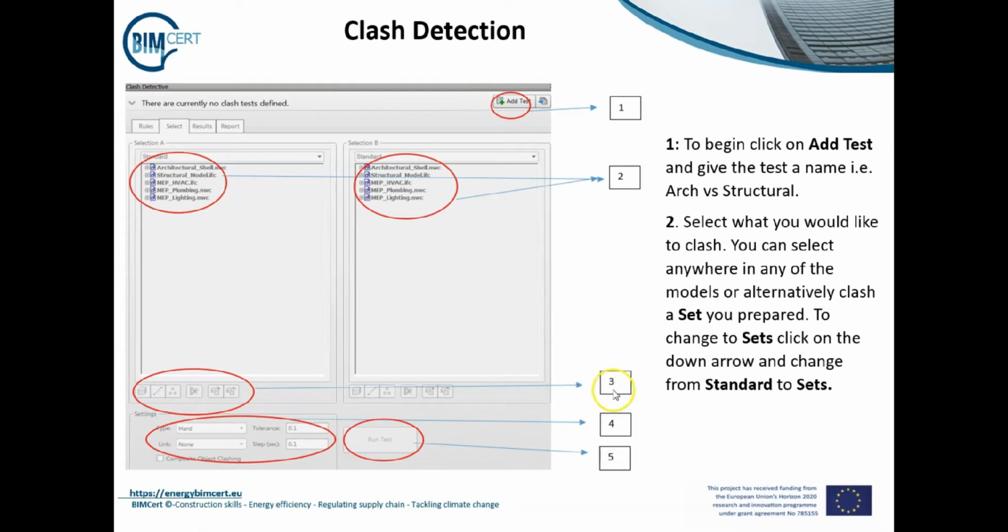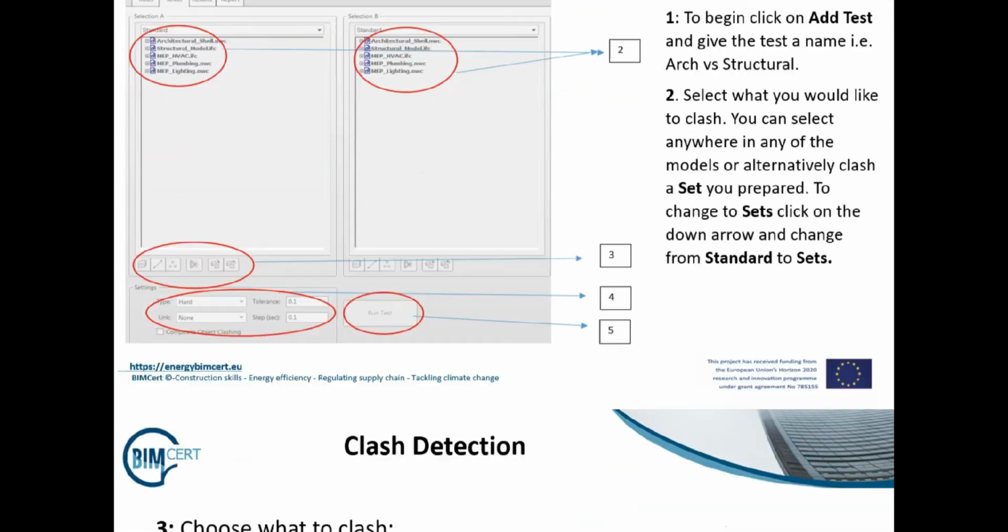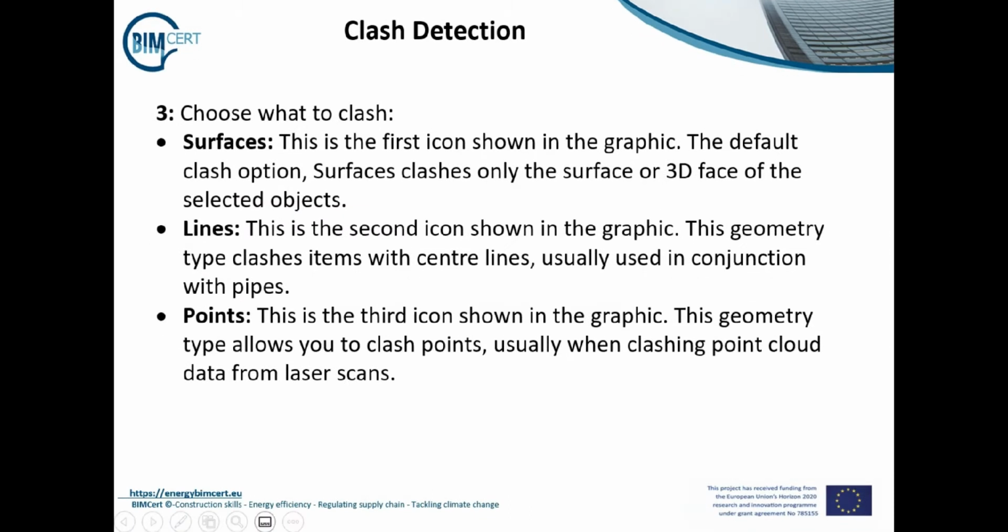Let's focus on number 3. This is where you choose what to clash. So for example, you can choose to clash surfaces. The default clash option is usually surfaces. Surfaces clashes only the surface or 3D face of the selected objects. You can choose lines. This geometry type clashes items with center lines, usually used in conjunction with pipes, or alternatively you can choose points. This geometry type allows you to clash points, usually when clashing point cloud data from a laser scan.